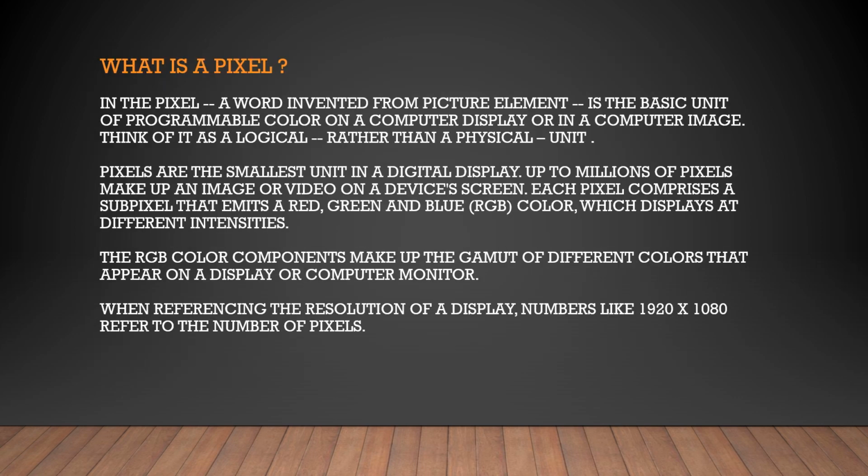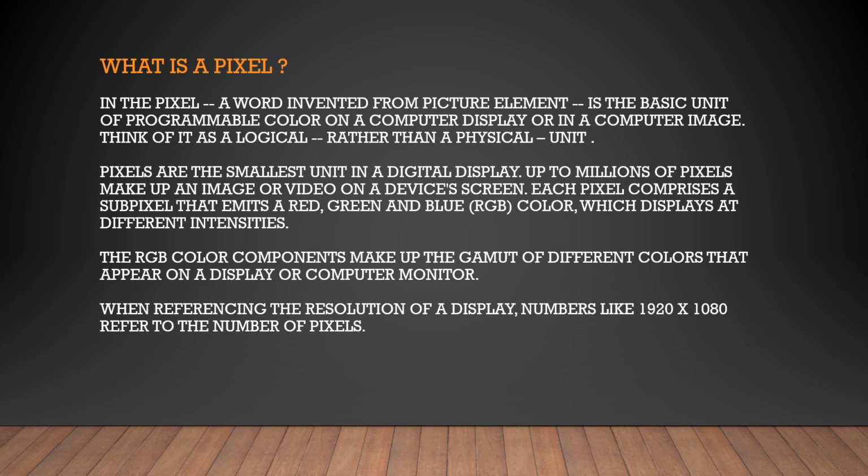Now let us discuss the deep concept of pixel. Pixel is a word invented from picture element. The pixel is the basic unit of programmable color on a computer display or in a computer image. Think of it as a logical rather than a physical unit. Pixels are the smallest unit in a digital display. Up to millions of pixels make up an image or video on a device's screen.